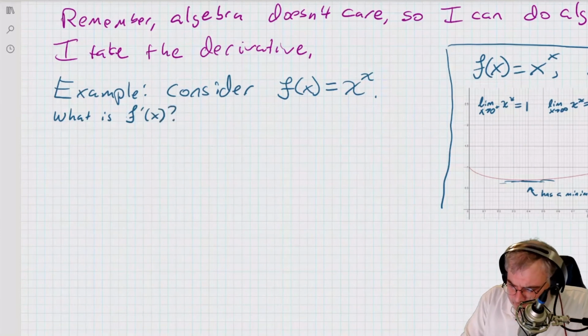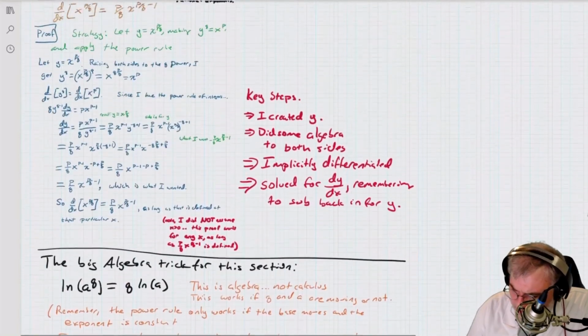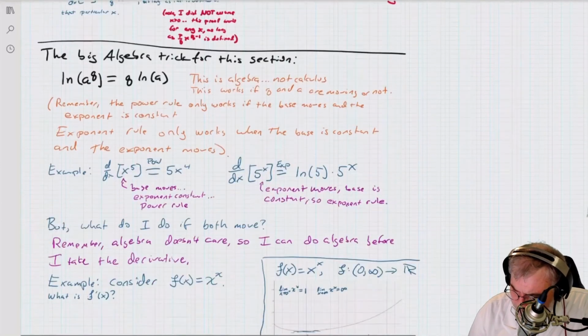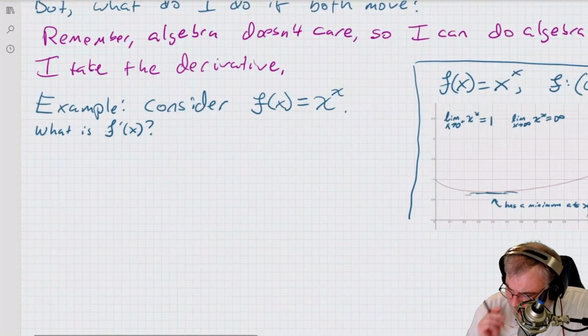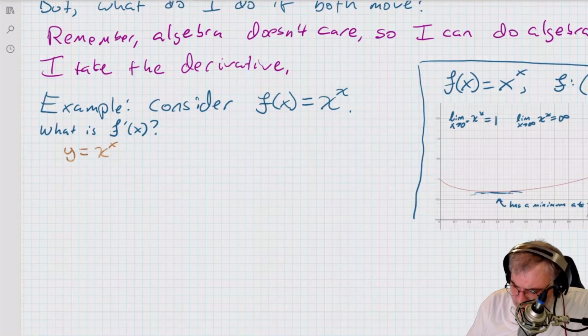Well, what we're going to do is the following. We're going to do our steps, which I wrote up here, where we create y, do some algebra, implicitly differentiate, and solve. So I'm going to create y. My y is going to equal x to the x. So, create y. And 2, I'm going to do some algebra.